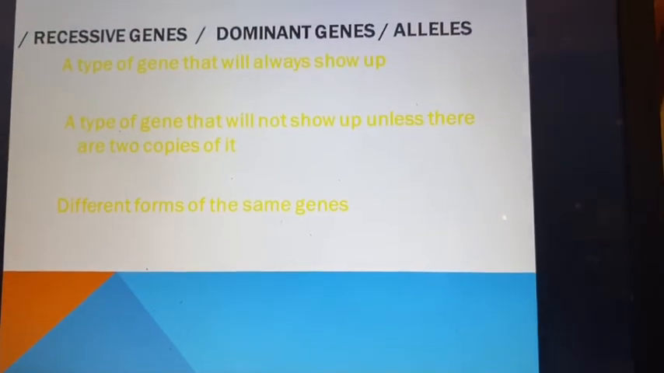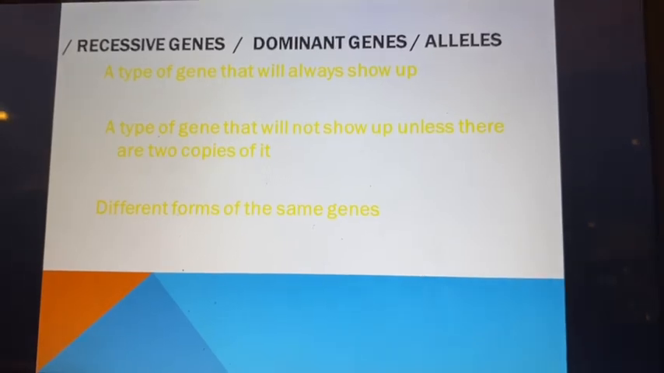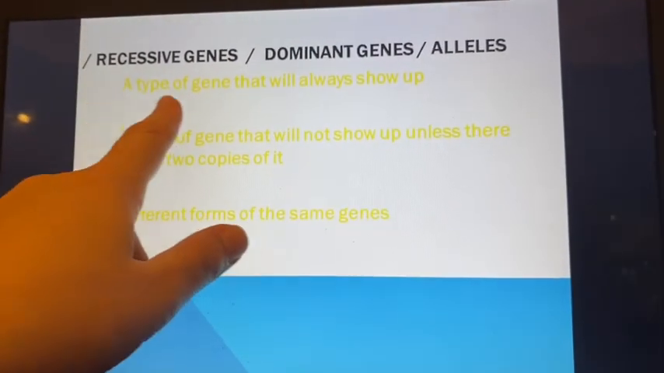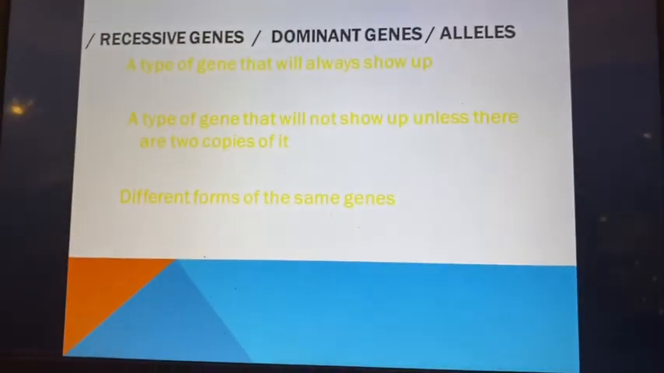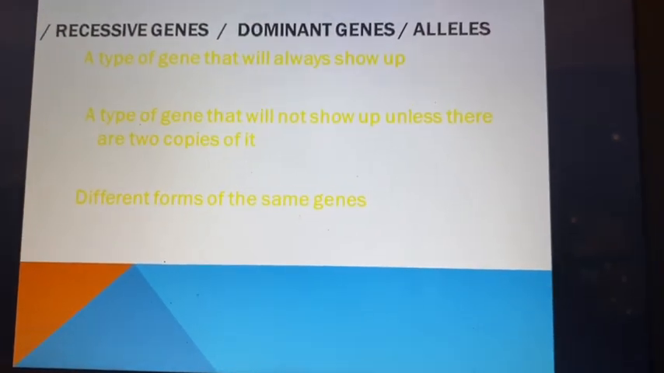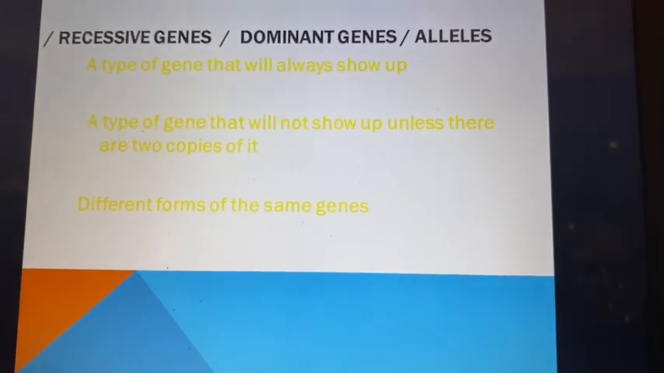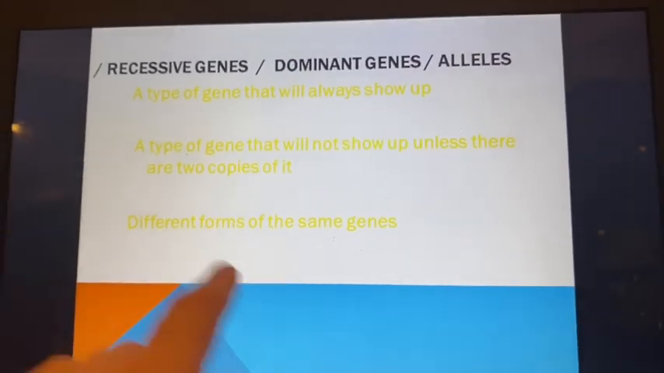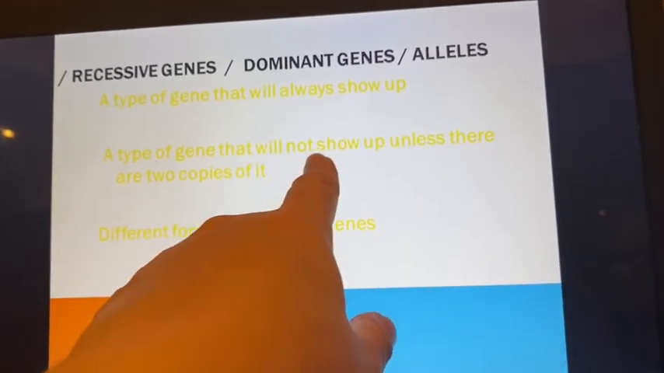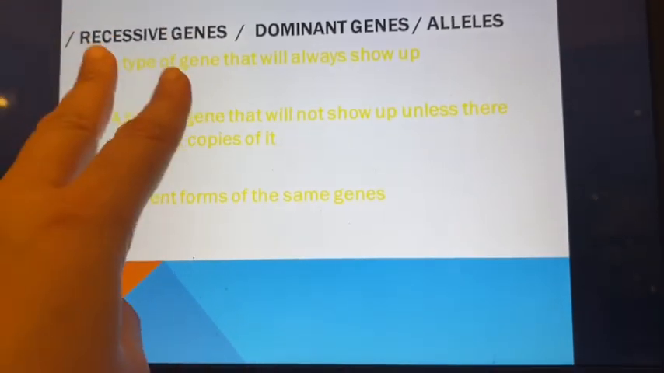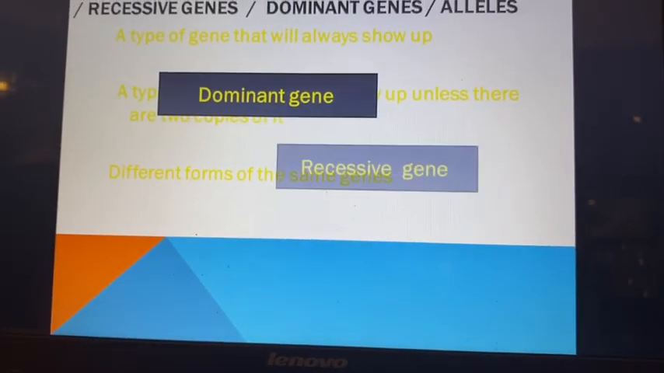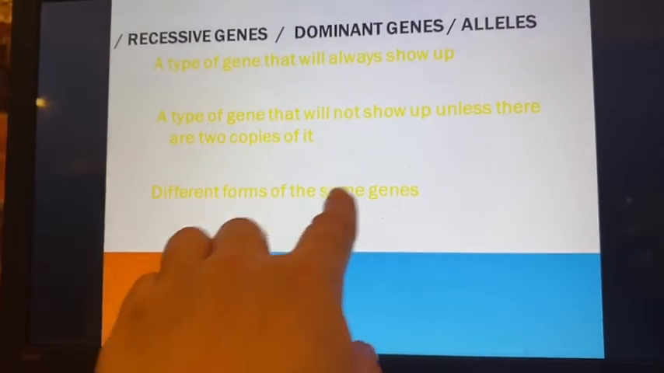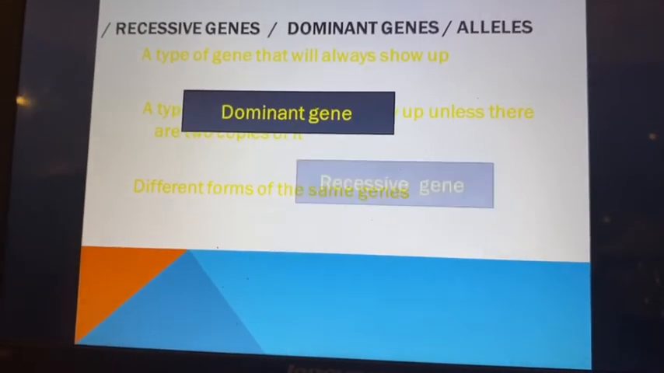Okay, for today's lesson, I want you only to know what is recessive, what is dominant, what is an allele. A type of gene that will always show up, meaning if it's there in the chromosome, it will always show up because it's strong, it is called dominant gene. Okay, a type of gene that will not show up unless there are 2 copies, this we call recessive gene. Different forms for the same genes, we said these are alleles.